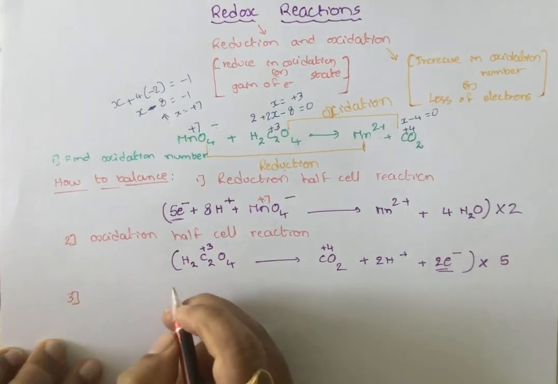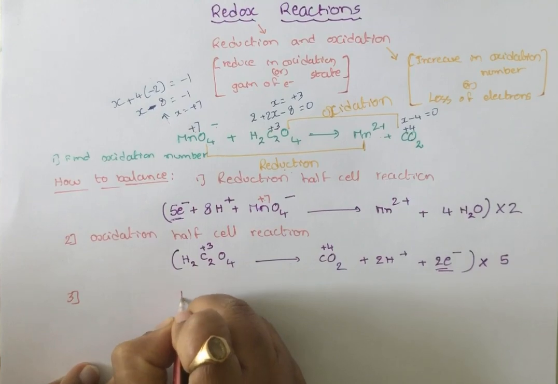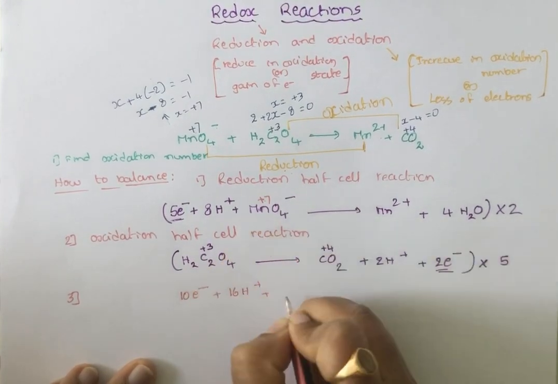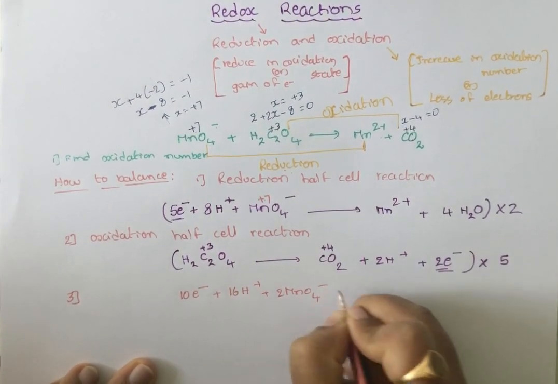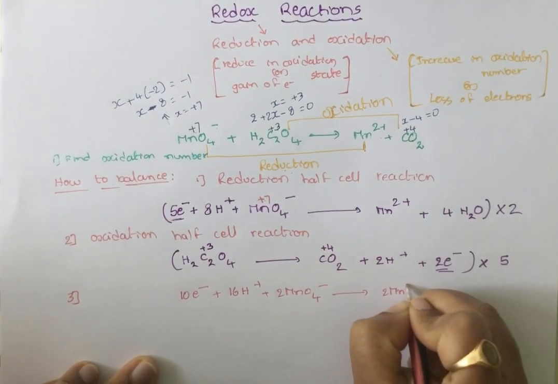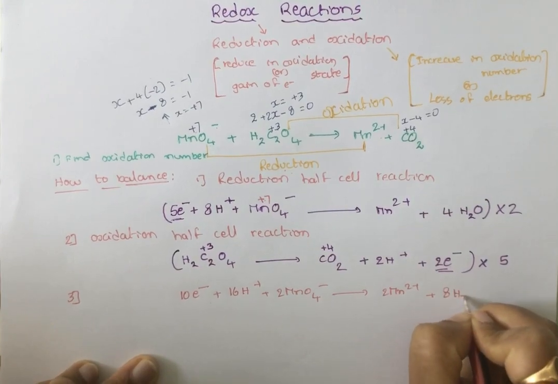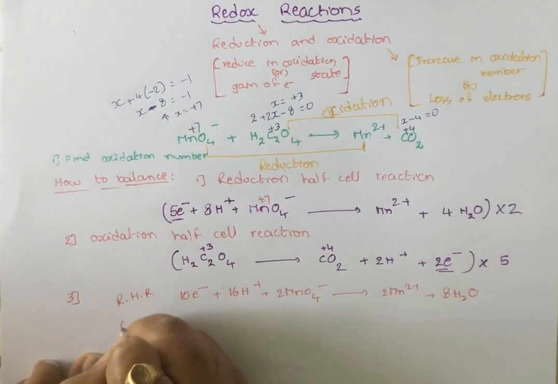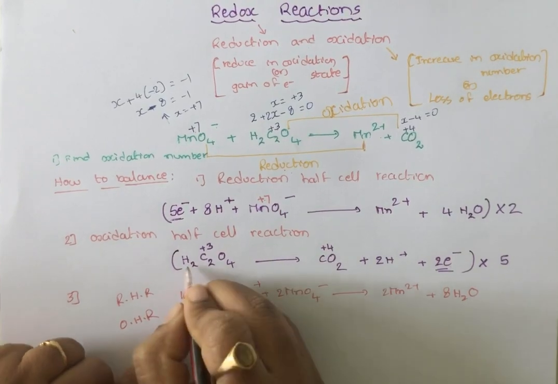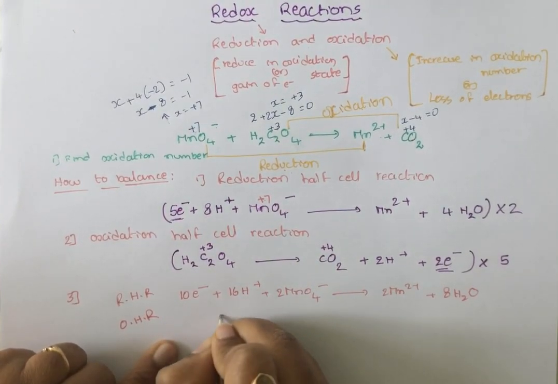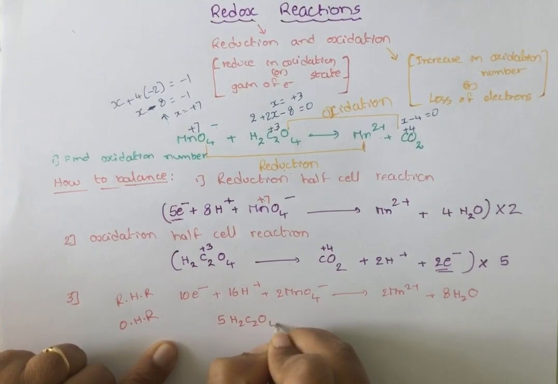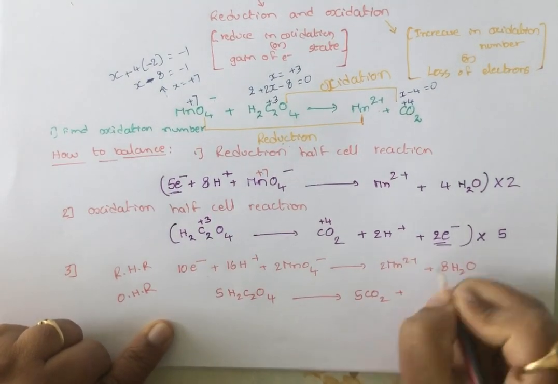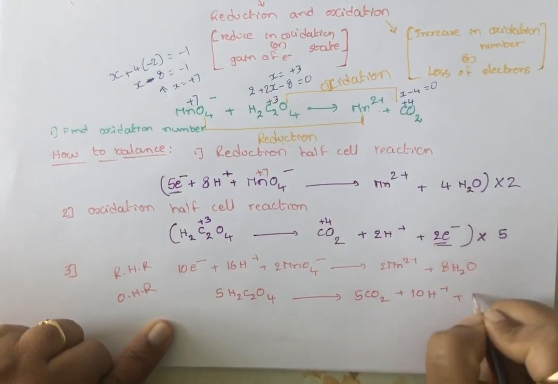Now third step, write after multiplication: 10 electrons plus 8 times 2, 16 H+, plus 2 times 1, 2 permanganate ions, gives 2 manganese 2+ plus 8 H2O. I just multiplied the reduction half cell reaction by 2. Next, the oxidation half cell reaction. I have to multiply by 5. So on the reactant side, 5 oxalic acids converting into 5 CO2 plus 5 times 2, 10 H+, plus 5 times 2, 10 electrons.